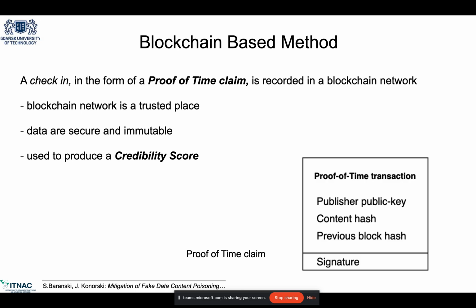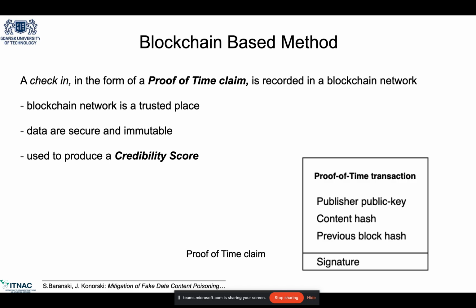In contrast, we propose to use a blockchain network as a storage for proof of time. It is assumed to be a trusted place where proof of time claims are immutable and secure. They are next used to produce a credibility score for each piece of content.